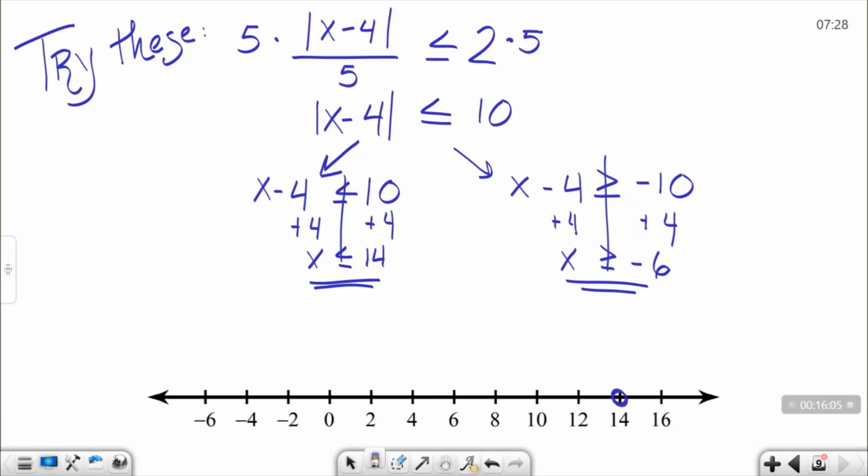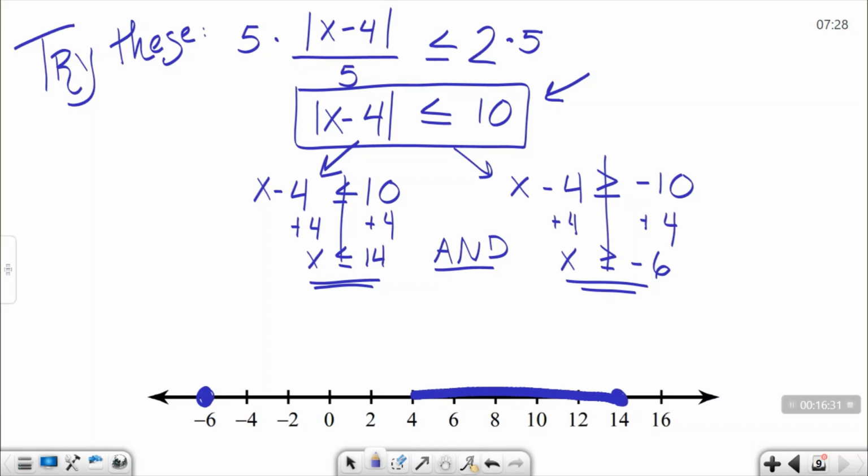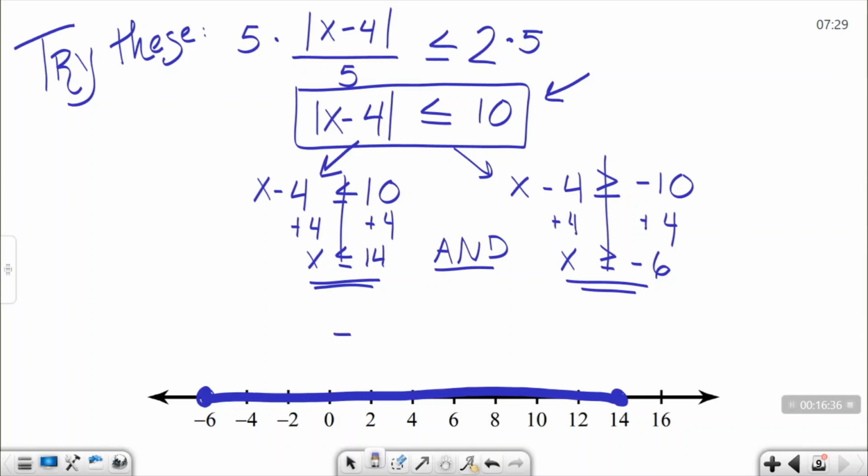At 14, I have a closed reference point. And at negative 6, I have a closed reference point. Noticing that my absolute value piece that I solved for right here showed that the absolute value of x minus 4 is less than or equal to 10. Where is it less than 10? That tells me that I'm dealing with an and. So that means that my shading is actually going to be between my two reference points, which also allows me to write this as a compound inequality where I've got my lower boundary, negative 6, is less than or equal to my solution region x, which is less than or equal to 14. And I can write it as one statement.